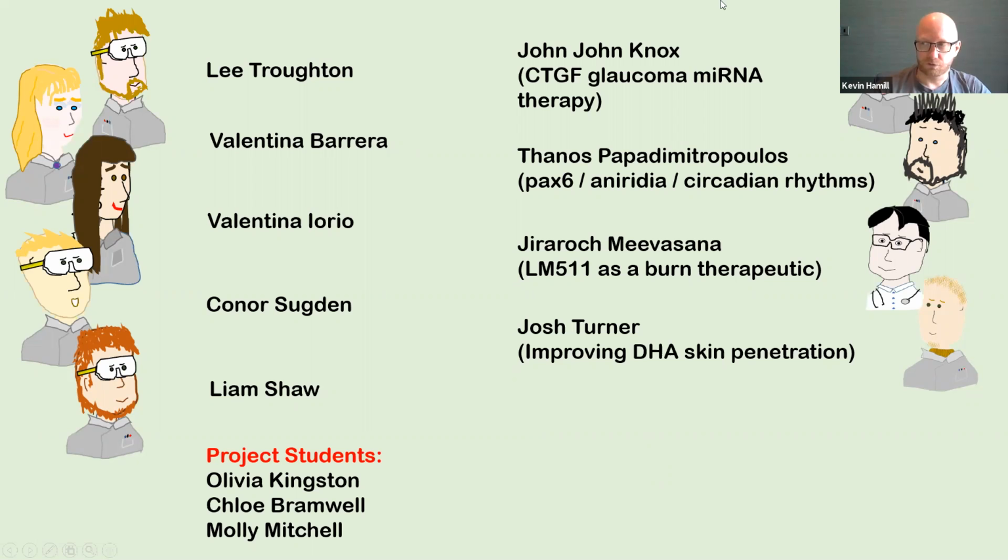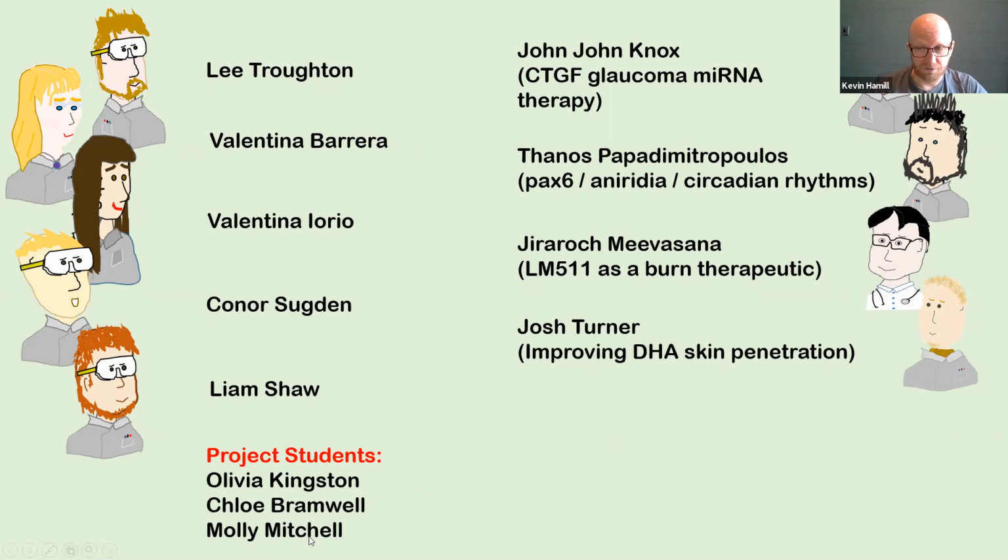So John has been looking at CTGF, so fibrotic regulation in relation to glaucoma. Thanos has been looking at PAX6, which is the master regulator of eye development, but also regulates the limbal stem cell niche. So he's looking at matrix regulation from a transcript point of view. Jirok is using a laminin fragment to treat burn wounds, and he's got some really nice data that shows that this part of laminin 501 can be used to accelerate wound repair. And Josh is looking at penetration of DHA into the skin. And DHA is the thing that turns your skin brown. So he's looking at self-tan, which is interesting.